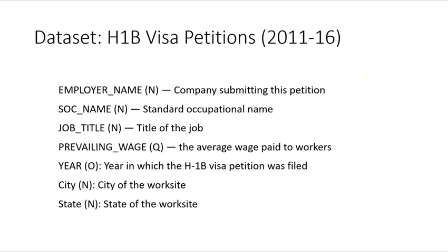It's just a spreadsheet. The columns are like the employer name, so the company submitting the petition for the person, the standard occupational name, the job title, the prevailing wage, the year that the petition was filed, the city, and the state. It's very simplified, and it's just over this period of time.